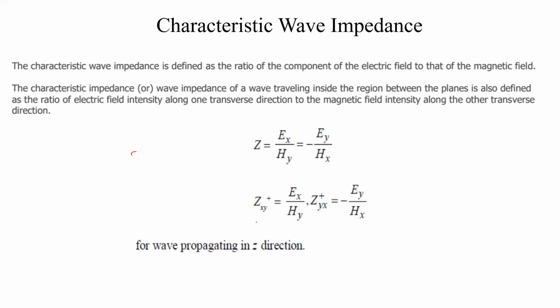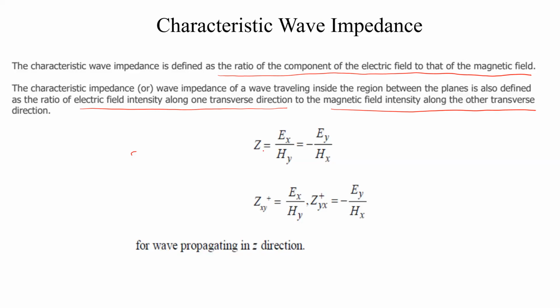This characteristic wave impedance is the ratio of component of electric field to that of the magnetic field. So ratio of E by H is nothing but the characteristic wave impedance in general. In specific, we can define the characteristic wave impedance as the ratio of electric field intensity along one transverse direction to the magnetic field intensity along the other transverse direction. So characteristic wave impedance is the ratio of electric field along one direction and magnetic field along the other direction.